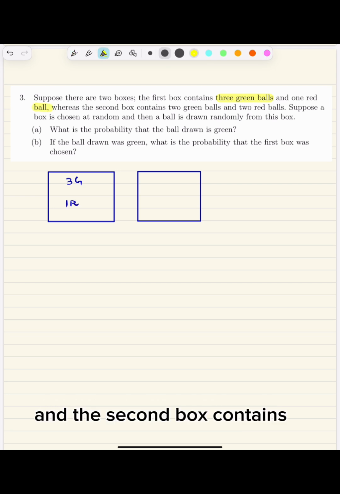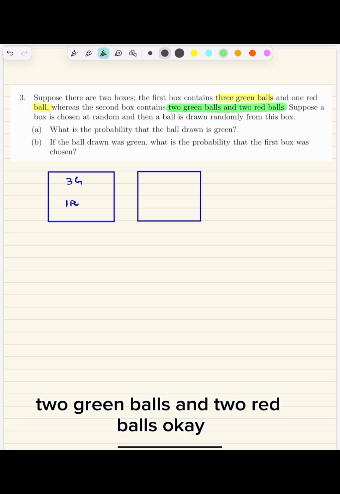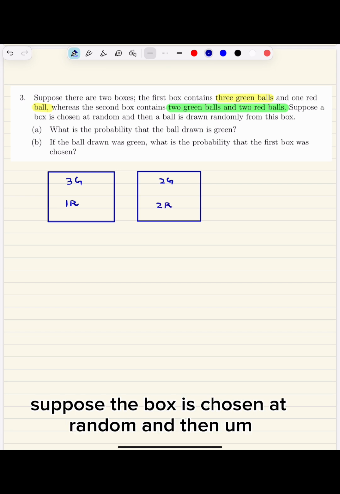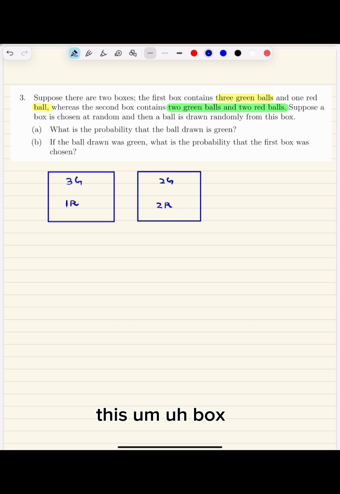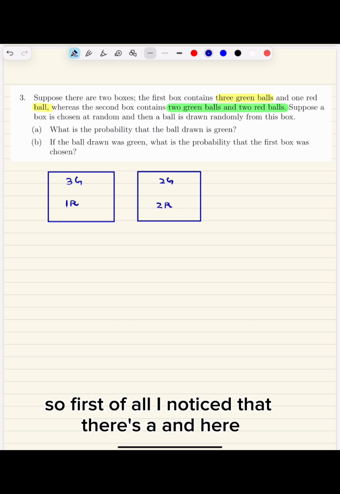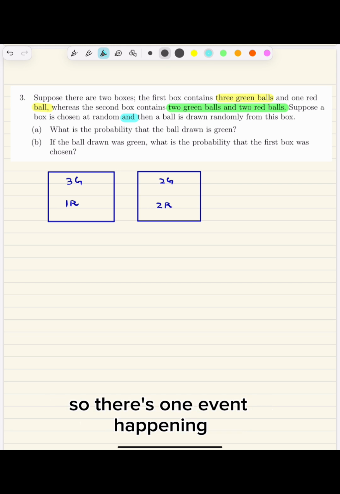And the second box contains 2 green balls and 2 red balls. Okay, suppose the box is chosen at random and then a ball is drawn randomly from this box. So first of all, I noticed that there's an "and" here. So there's one event happening and then the other event happening.